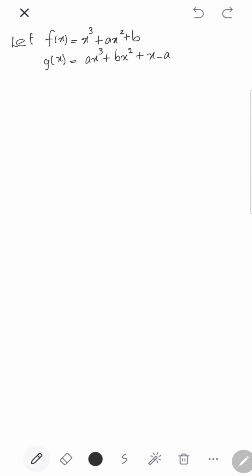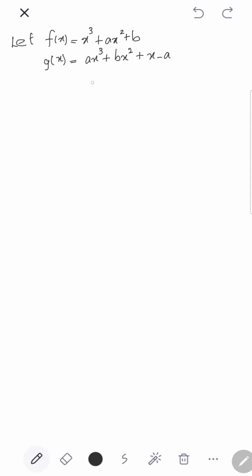Fourth question. Let there be a common linear factor for both polynomials. So I have labeled that polynomial as f of x. The other one is g of x. So there is a common linear factor for f of x and g of x. We have to show that the above common linear factor, that same factor, is there for the given polynomial.